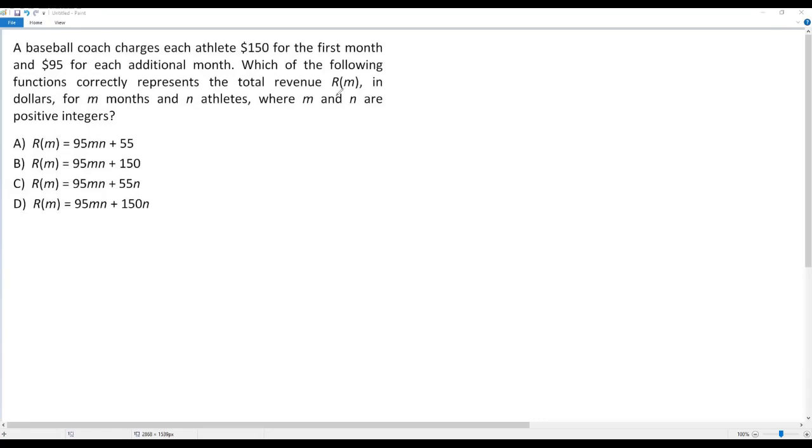Here we have a SAT math problem. Okay, let's go to the question. A baseball coach charges each athlete $150 for the first month and $95 for each additional month.